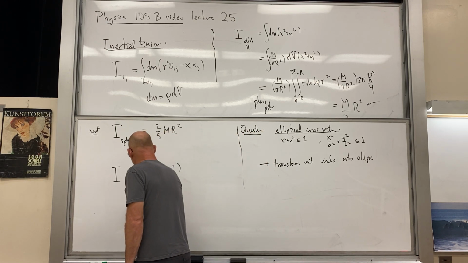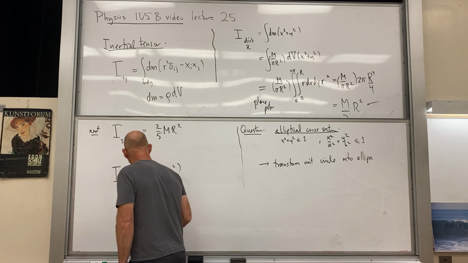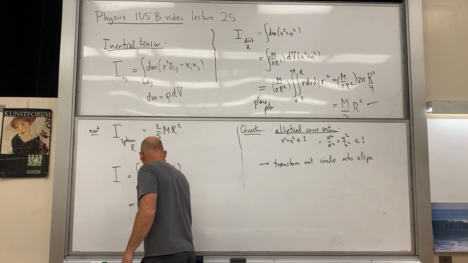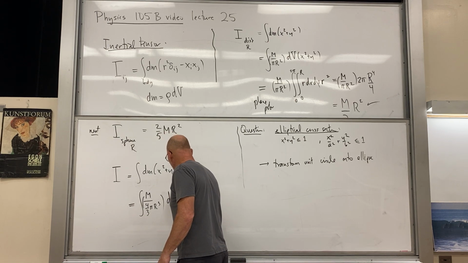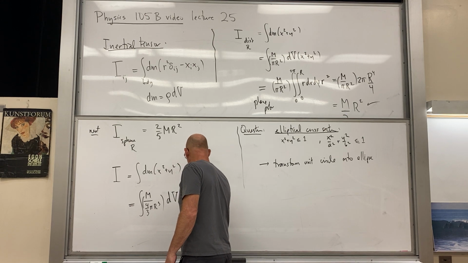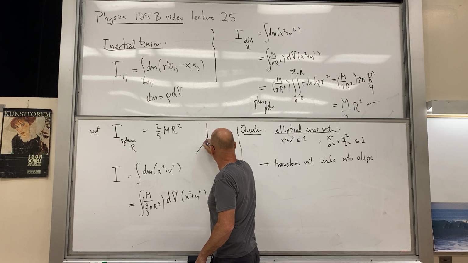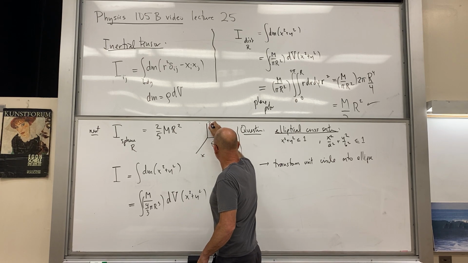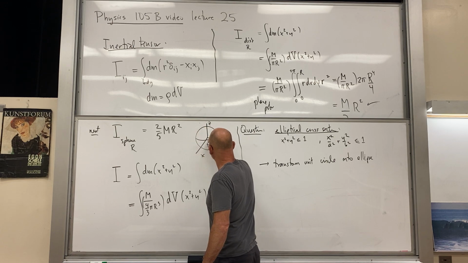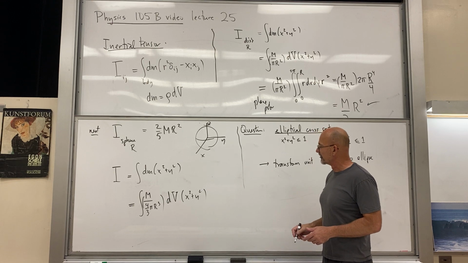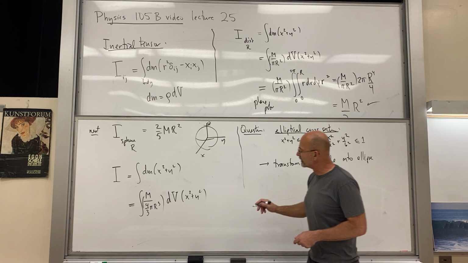And for the dm, we're going to have integral mass over volume. So there's our density. And then we'll have a dv and an x squared plus y squared. Well, I should draw my picture here. X, y, z, and we're imagining that we're rotating about the z-axis for this one. Okay. So how do we do that in spherical polar coordinates?